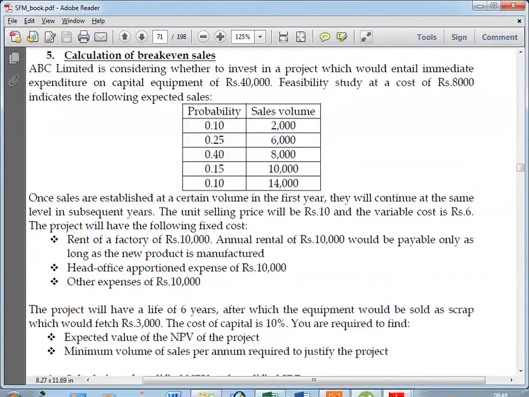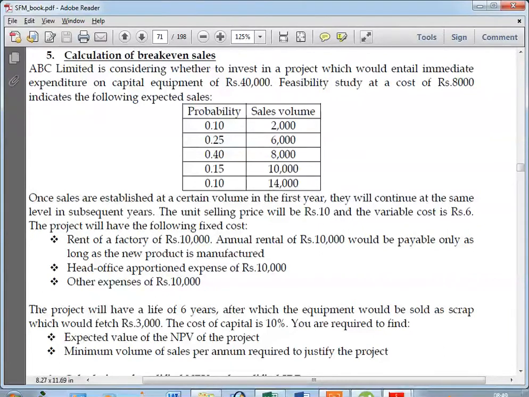In this problem, you're going to use a rule called the rules of relevance, which is not something you learn in SFM. You learn that in costing. Relevant costing rules say that the decision I'm going to take now is whether to invest in a project or not. ABC Limited is considering whether to invest in a project or not. If you go ahead with the project, you will spend 40,000 on the machine. If you don't go ahead, you will spend 0 on the machine. It's a relevant cost. Feasibility study, if you do the project, you have spent 8,000.